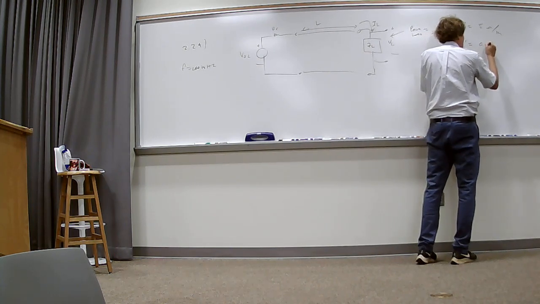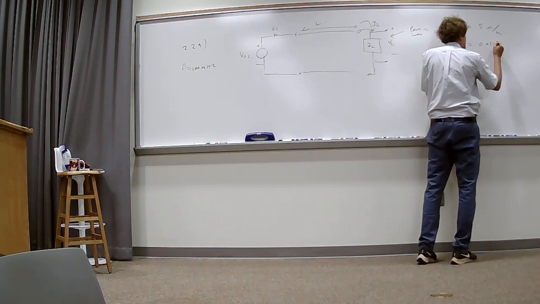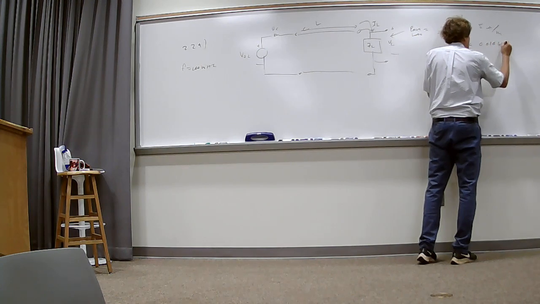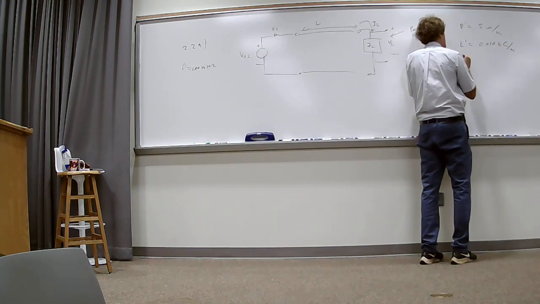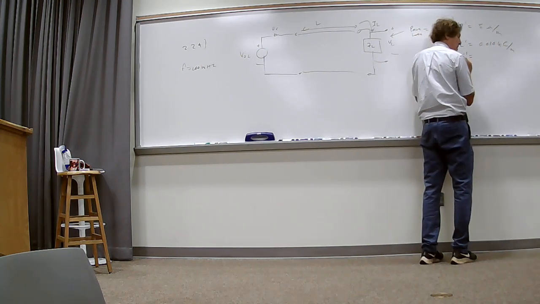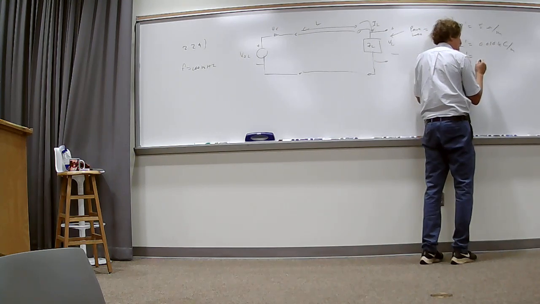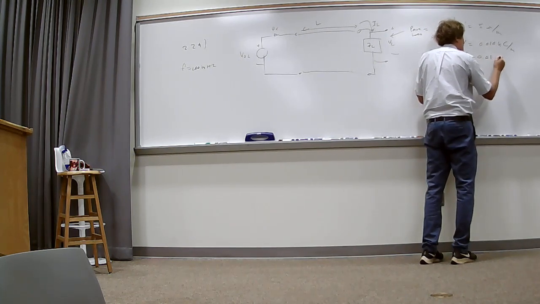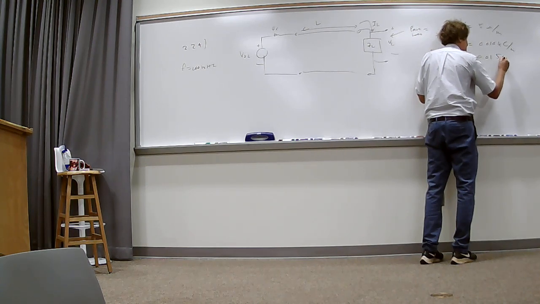0.010 micro coulombs per meter. Go ahead. What is G? G is 0.01, and it's Siemens per meter. Go ahead.